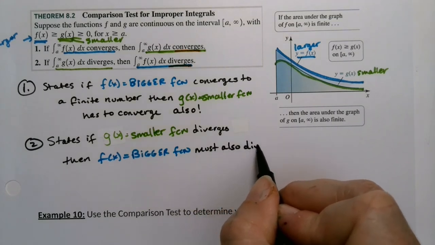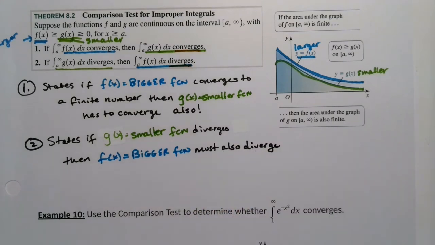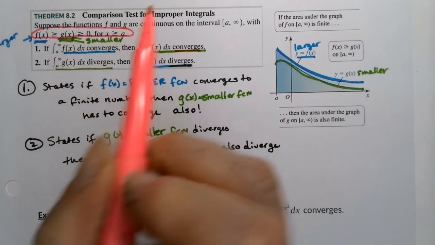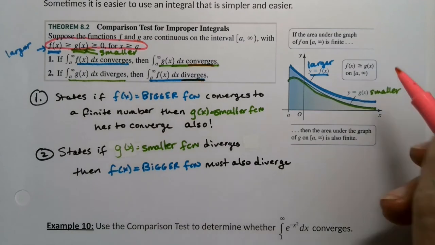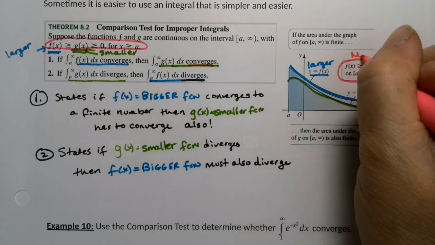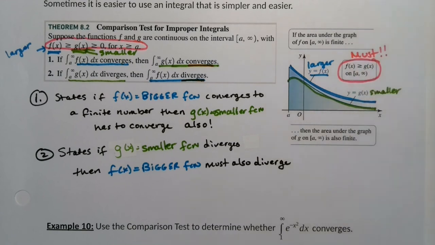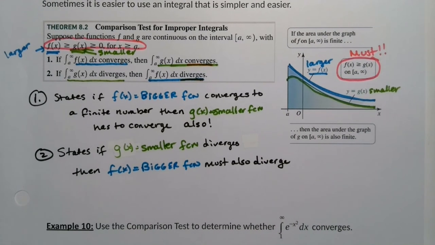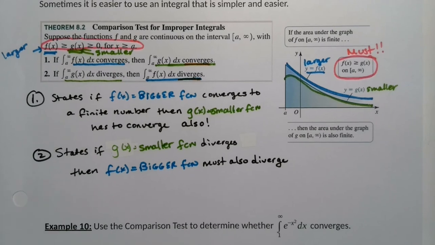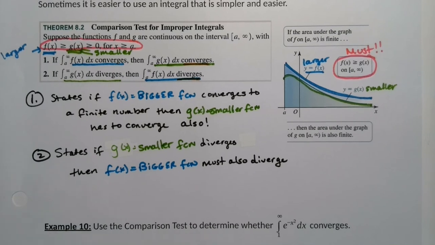Now, all of this is predicated on the very important comment that this has to be true. It has to be that f of x is greater than g of x on that interval. Must be true. Right? Must happen. There's something else to notice. I'll just make a note of it here.